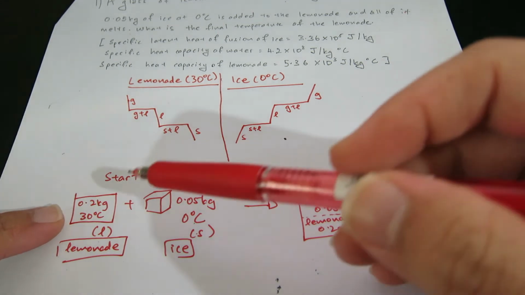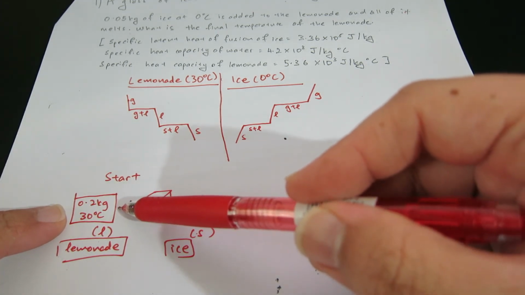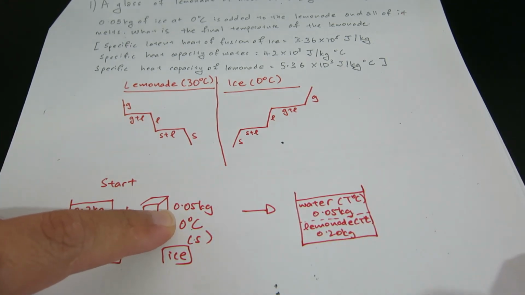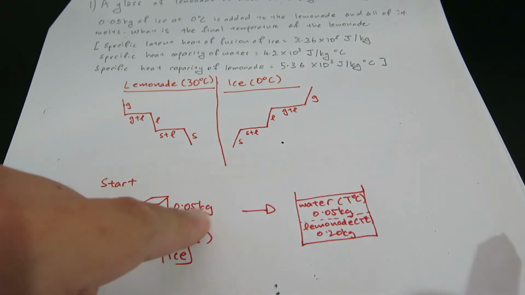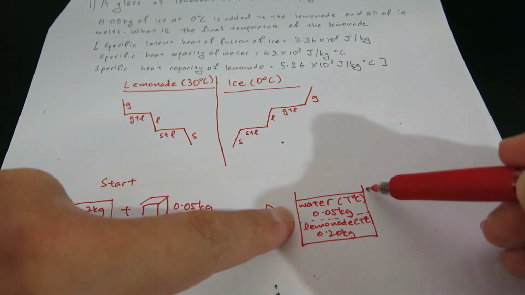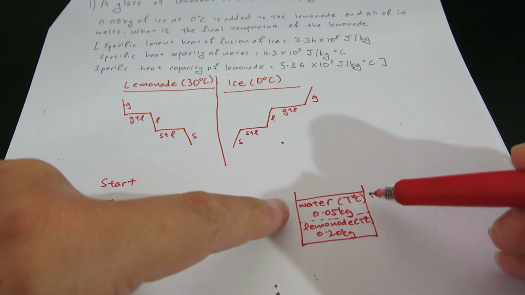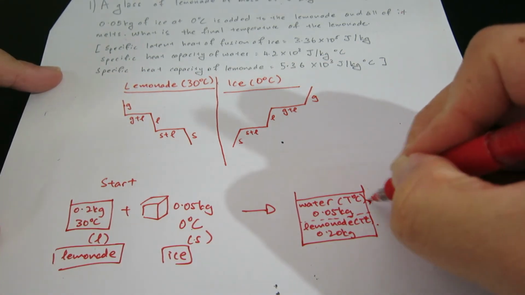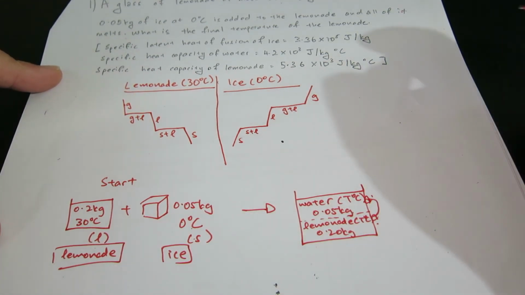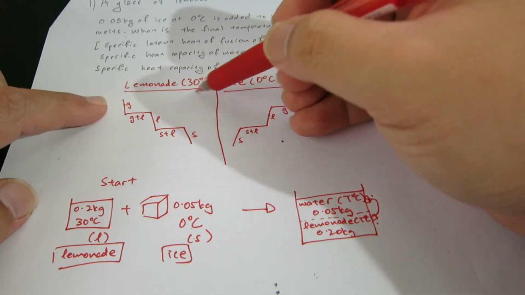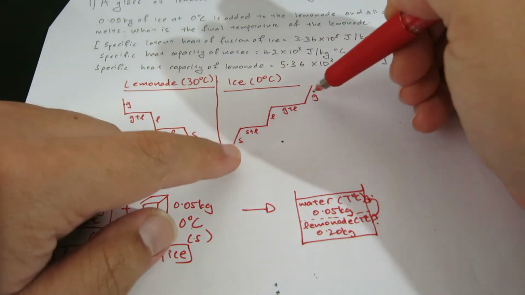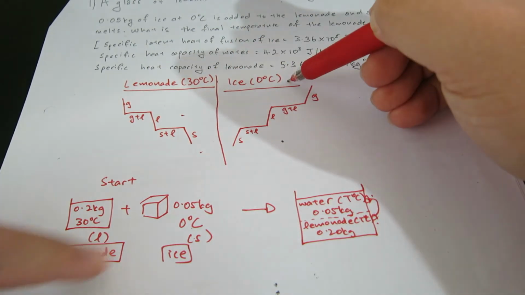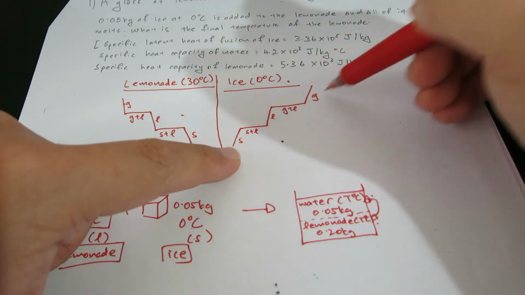You have 2 objects. One is lemonade, 0.2 kilograms of lemonade at 30 degrees Celsius. Then you have 0.05 kilogram of ice at 0 degrees Celsius. After they have reached thermal equilibrium, the ice has totally melted and changed to water, and they both end up at the same temperature. You don't know what the temperature is, but you can call it T degrees Celsius. Then you write down individually the cooling curve and the heating curve. The lemonade will decrease in temperature, so you should draw a cooling curve. The ice instead will gain in temperature, so you should draw the heating curve for it.